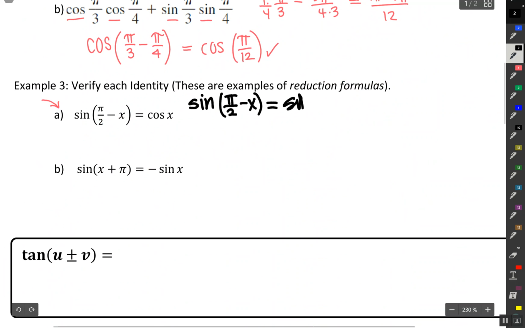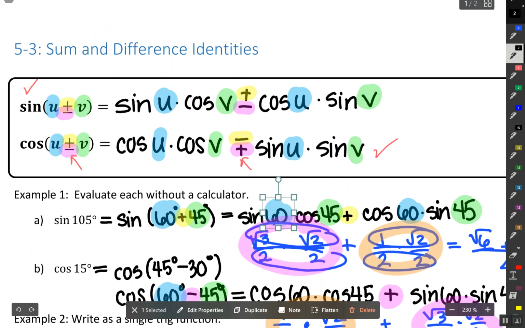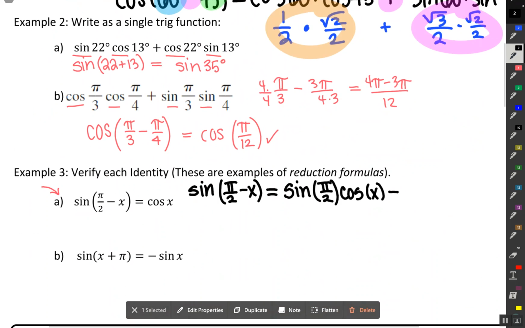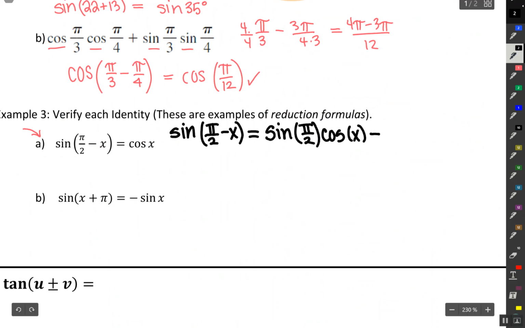So the sine of pi over 2 times the cosine of x minus, well, let's see, the sine formula is the one where we keep the sign the same, so we're good. So sine, cosine, cosine, sine. Okay, so the cosine of pi over 2 times the sine of x. Okay, so what we're doing is we're trying to prove that this is equal to cosine of x.